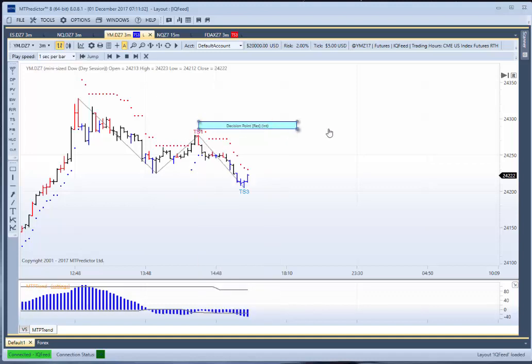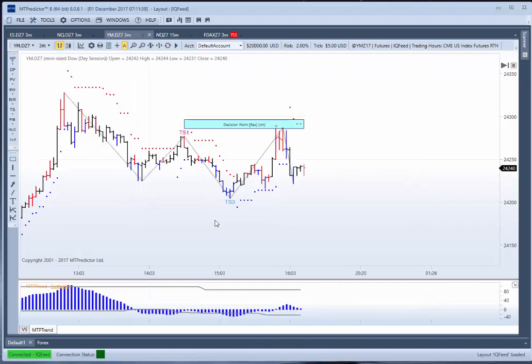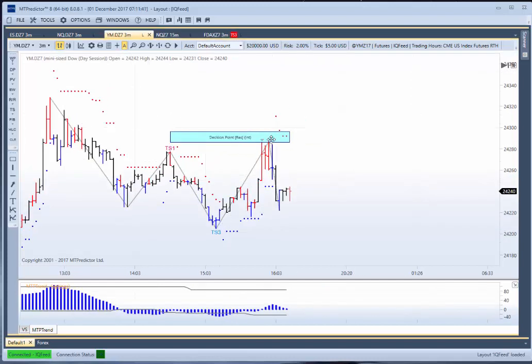Again, this is a potential resistance zone. See again how it's on the chart in advance. So if I now exit replay mode, can you see how the market went up? Tag that nicely just before coming down, just before close.